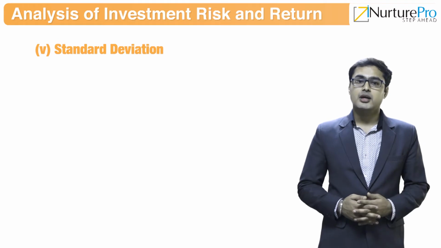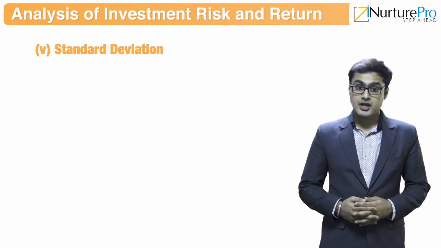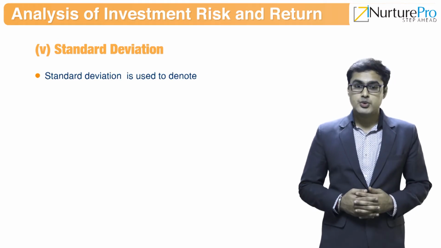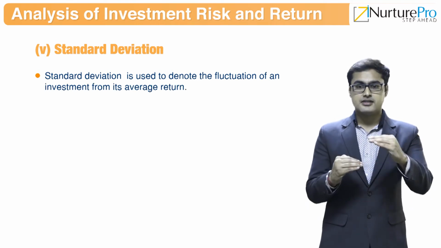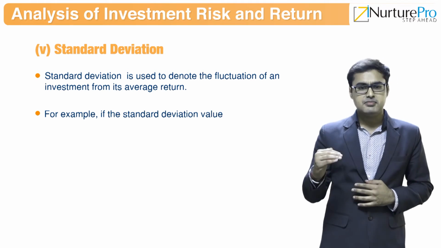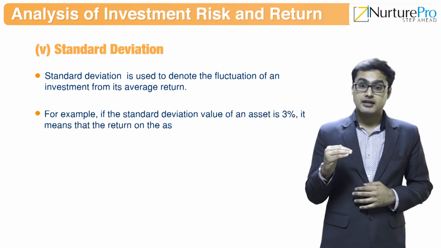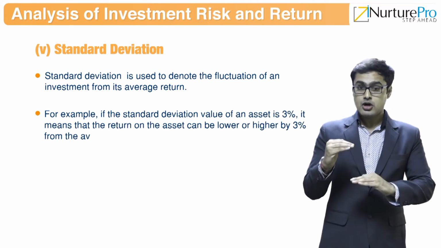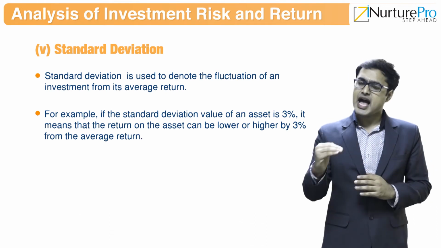Standard deviation is the primary measure of risk determination. It is used to denote the fluctuation of an investment from its average return. For example, if the standard deviation value of an asset is 3%, it means that the return on the asset can be lower or higher by 3% from the average return.